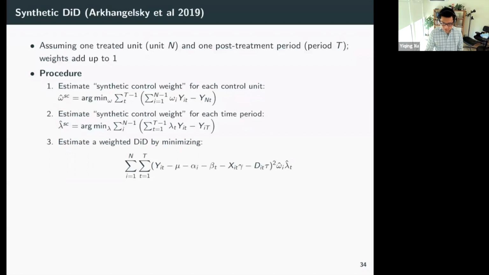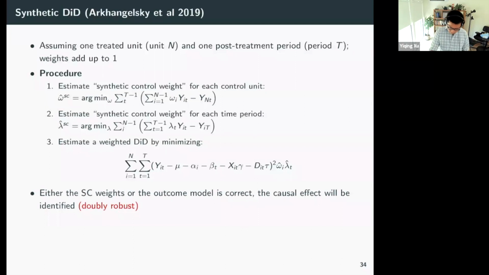And then you put those weights on this observation, which is T by N, right? You put those weights on both the time dimension and the unit dimension, and then reweight a difference in differences method. They show that if either the weights are correctly constructed or the difference in differences method is reasonable, you get a doubly robust estimate. Either the synthetic control weights or the outcome model is correct, and the causal effect will be identified. Of course, this model can be more complex than a DID model. All right, so I think we finished inference by jackknife.